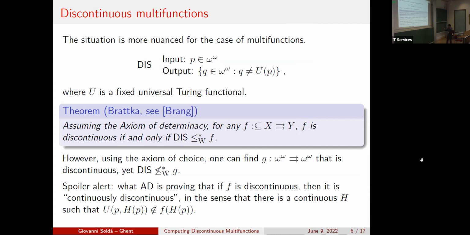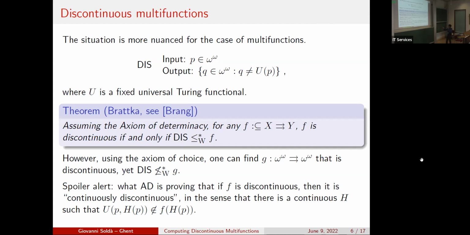And what do I mean by that? What I mean is that the following phenomenon happens. So essentially, you can read this equation here, so to speak, in this sense. You try to produce a continuous realizer for your function f, and you say that the index of this function should be p. Well, thanks to the axiom of determinacy, you're actually able to come up with a continuous h that produces a point on which this candidate for a realizer fails. And this is what's going on here.